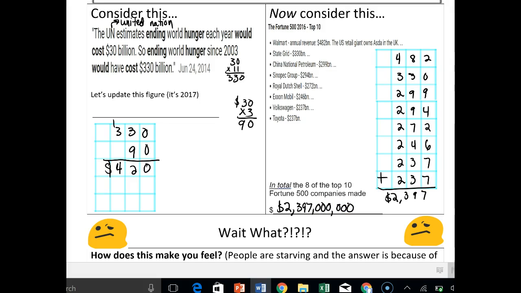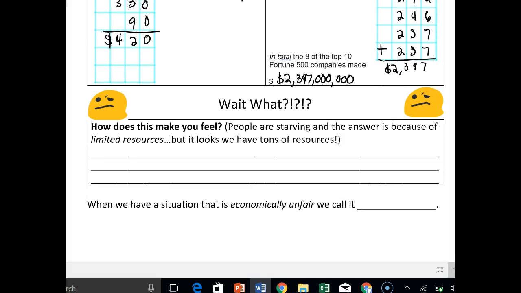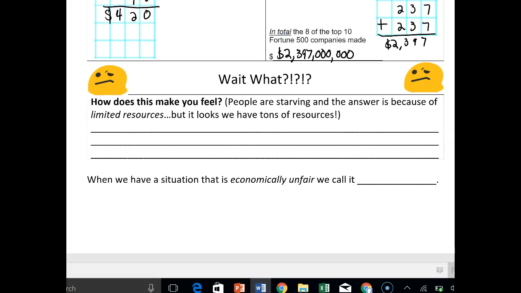We could easily solve world hunger. So you've got to ask yourself, how does this make you feel? People are out here starving, and the answer is because of limited resources? But wait a second, we have trillions of dollars, and it only costs billions of dollars. Think about that. Is that socially just? Is that fair? I want you to go ahead and respond to that right here on your paper.